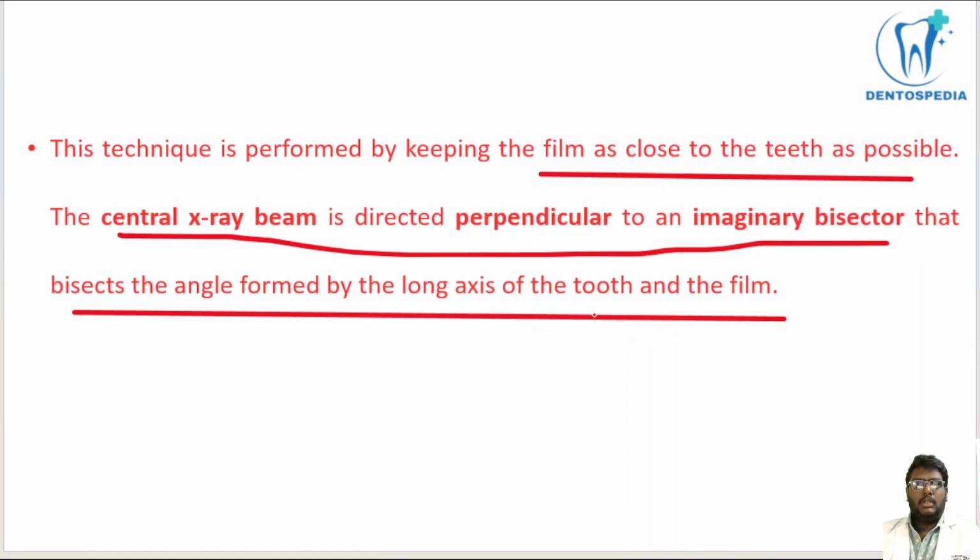So here we are not projecting the X-rays on the basis of the film or on the basis of the tooth, right? Here we are taking an imaginary bisector that bisects the angle between the long axis of the tooth and the long axis of the film. And we are projecting the X-rays perpendicular to the imaginary bisector.